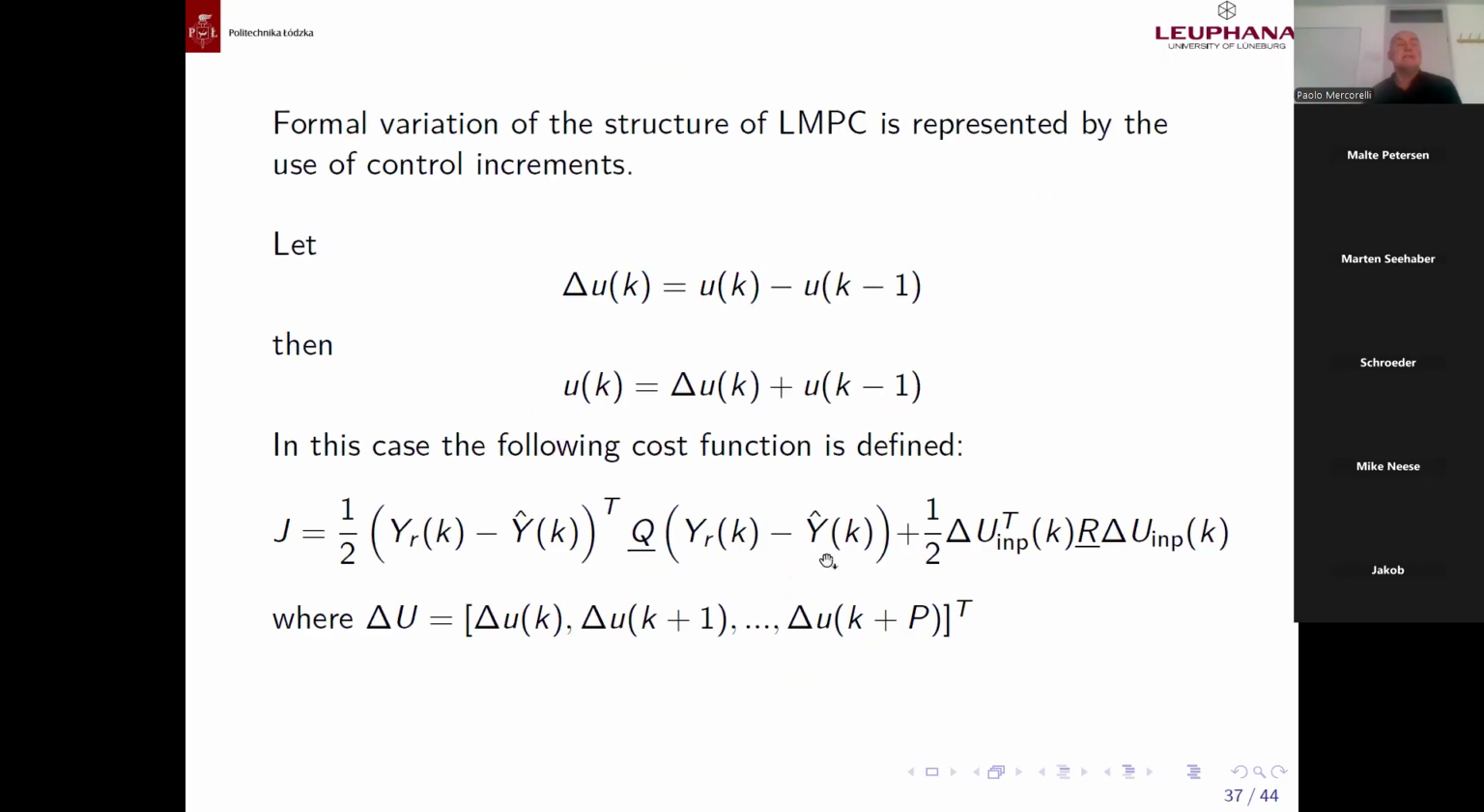Now, the variation with the disturbance: in general, I can consider the variation considering delta U equal to UK minus UK minus 1.